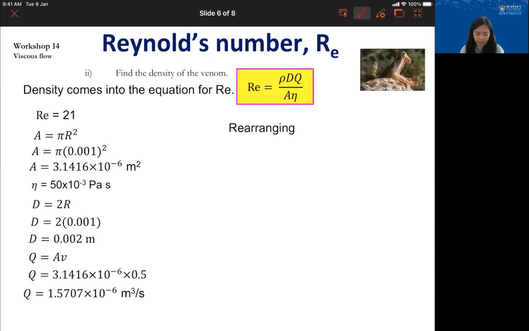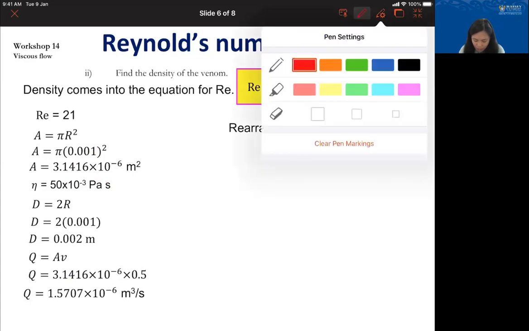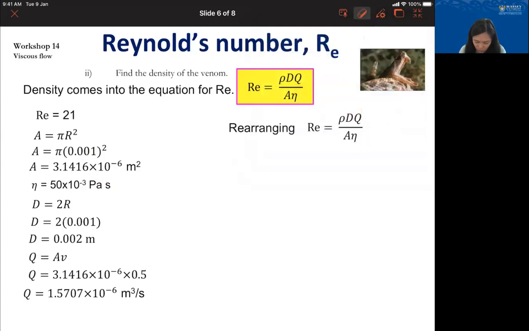Right, so to find the density, we have to rearrange the Reynolds number equation. So density is up here. It's being multiplied with DQ, so we need to divide. Maybe I'll do it here so it's not so cluttered. So we need to divide both sides by D times Q.